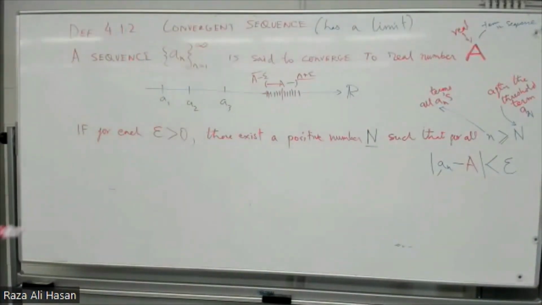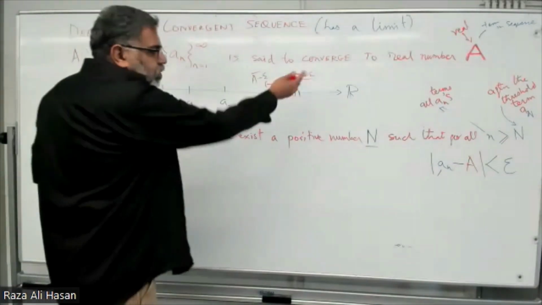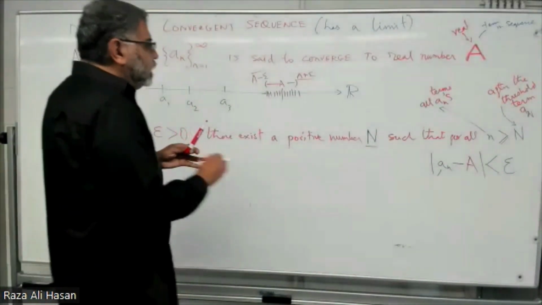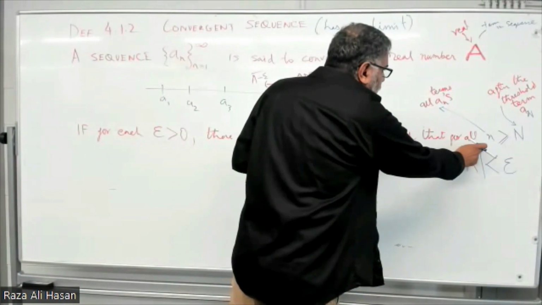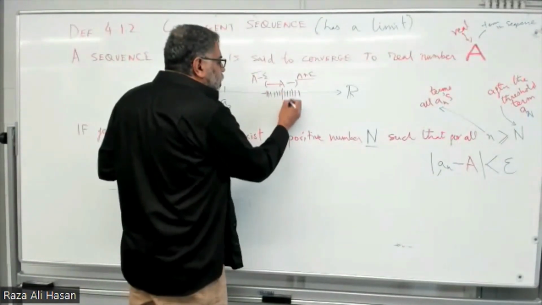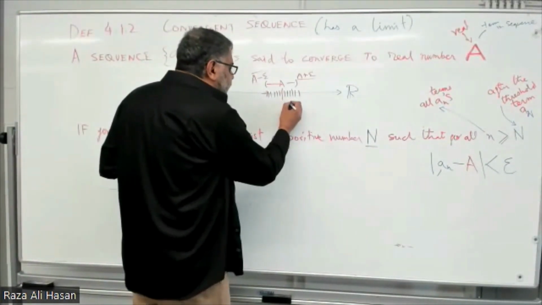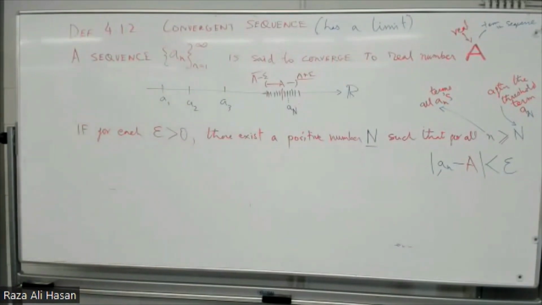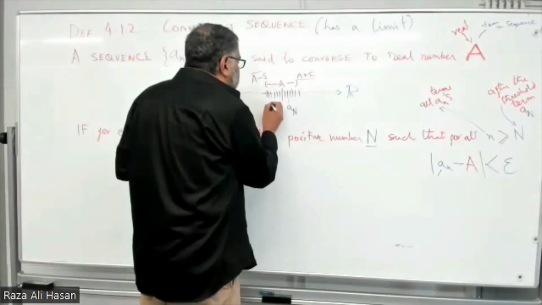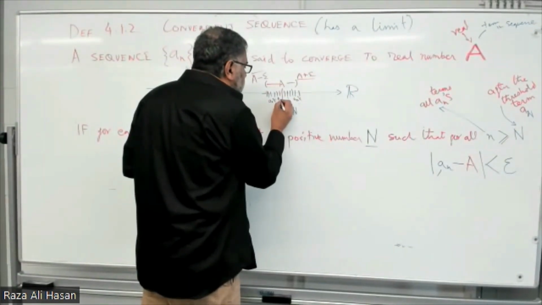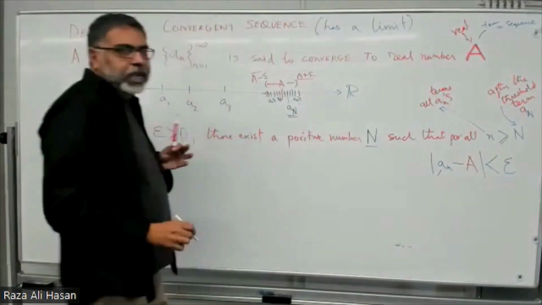Now it says for each epsilon greater than 0, we chose some random epsilon, there exists a positive number N such that the terms in the sequence after N, including N, start to cluster. So let's choose our positive number N as the index number for this one here. After that one, and including that one, all the terms will start to cluster around here, the a_n's. And there's only one at a time.